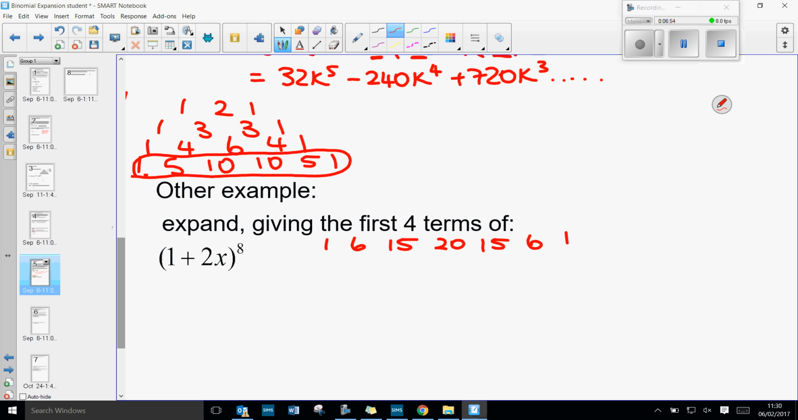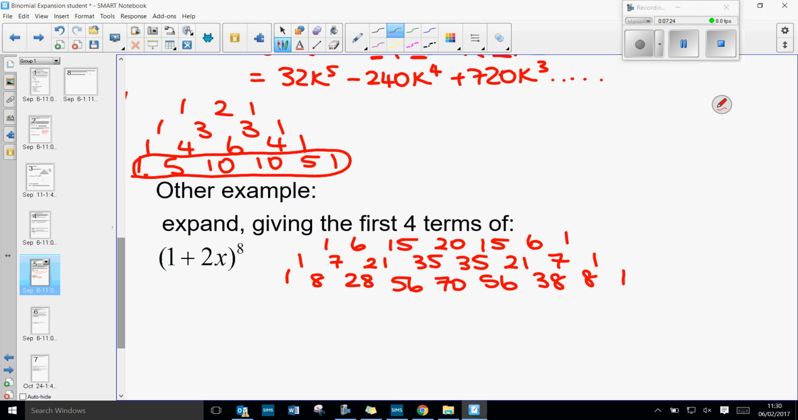And then 1, 7, 21, 35, 35, 21, 7, 1. And then 8, 28, 56, 70. Okay, really proud of everyone. Thanks for that. Alright, so this is obviously the row we're interested in, because it's to the power 8.